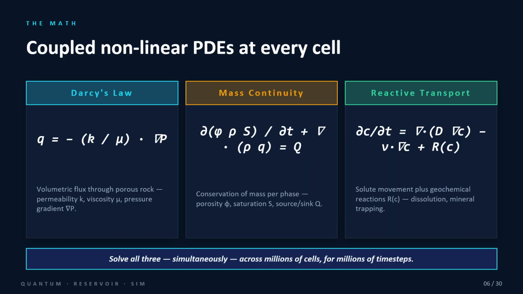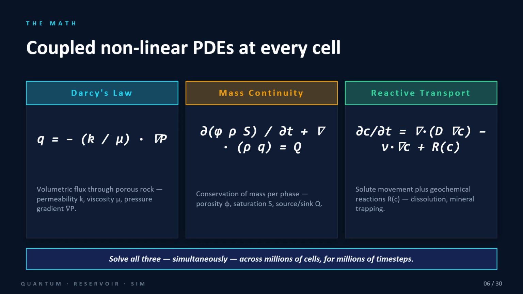At the heart of reservoir simulation are mathematical equations. The first major equation is Darcy's law, which describes how fluid flows through porous rock. Flow depends on permeability, viscosity, and pressure gradient. If permeability is high, fluids move more easily. If viscosity is high, flow becomes more difficult.